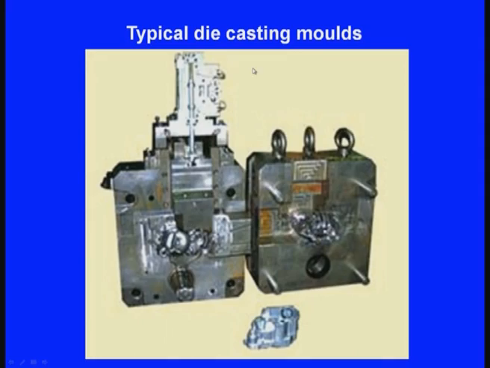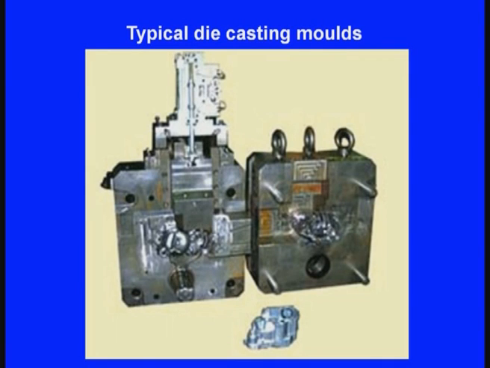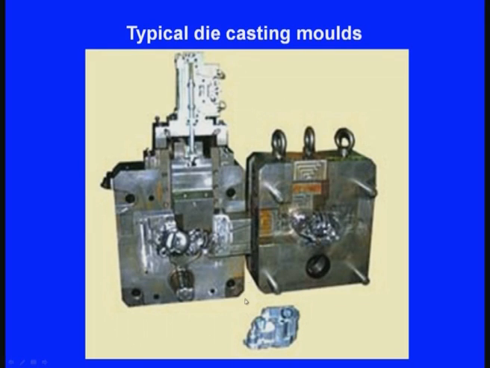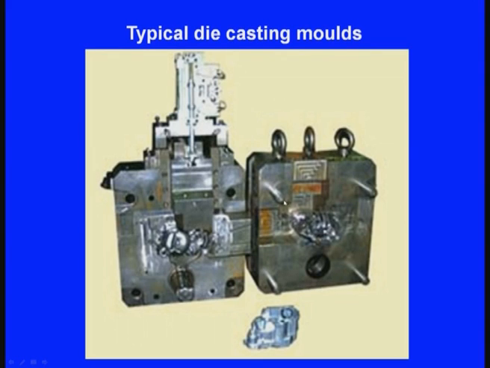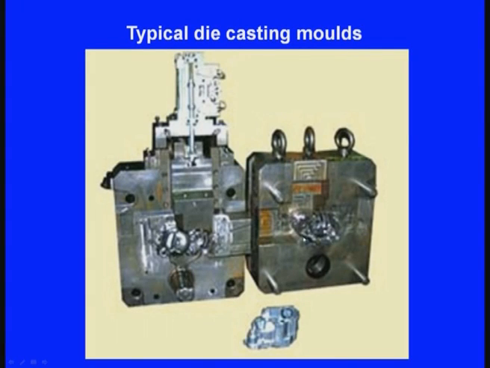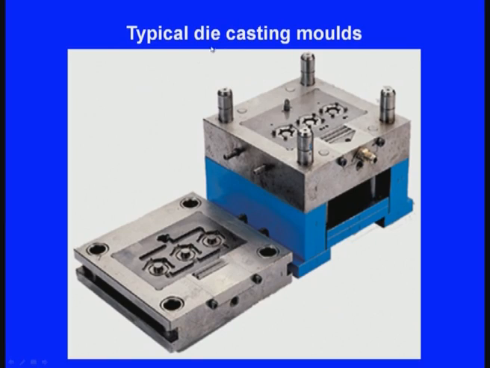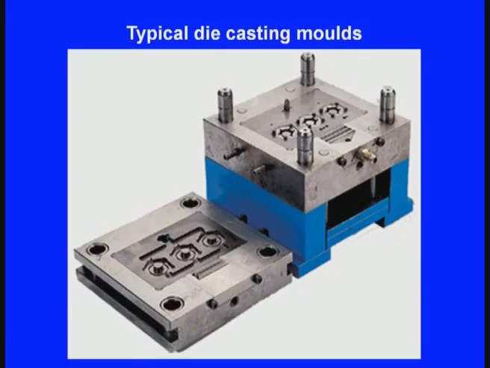These are the typical die casting molds. So, these are the dies. Dies means metallic molds which are used in the hot chamber die casting process. When we close this, we can see this is the male die and this is the female die. The male die has 4 pins, and here there are 4 holes. When we close, these 4 pins will go inside the 4 holes and there will be a cavity between these 2 dies. Dies means metallic molds. When we close these 2, there is a cavity.